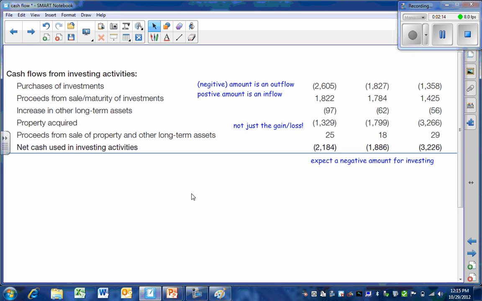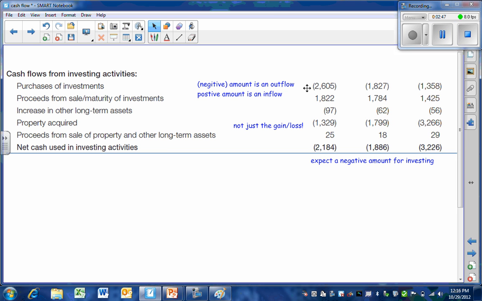So here's a look at the investing activities from Lowe's financial statements. Again, when we're reading this, remember that a negative amount, shown in brackets here, means that we have an outflow. So the purchase of investments, an outflow in investing activity. When we sell or certain investments like bonds mature, that's going to indicate an inflow, a positive amount.